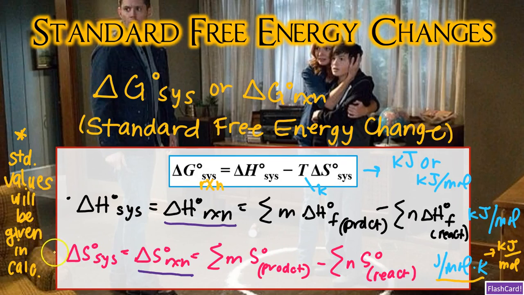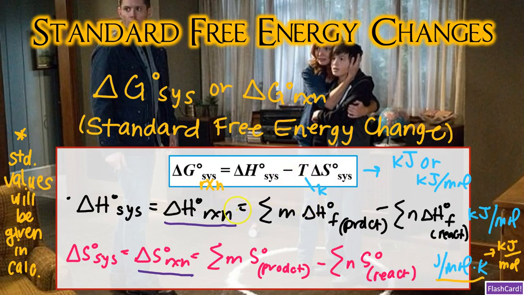Now, let's focus on units. Delta G has overall units of kilojoules or kilojoules per mole. Then we have our enthalpy, or our delta H of the reaction, which is going to have units of kilojoules per mole. Our delta S of the reaction is going to have units of joules per mole Kelvin, and our temperature is going to have units of Kelvin.